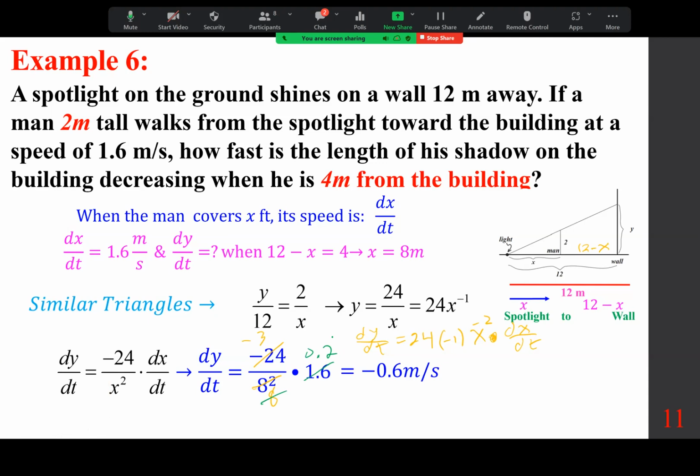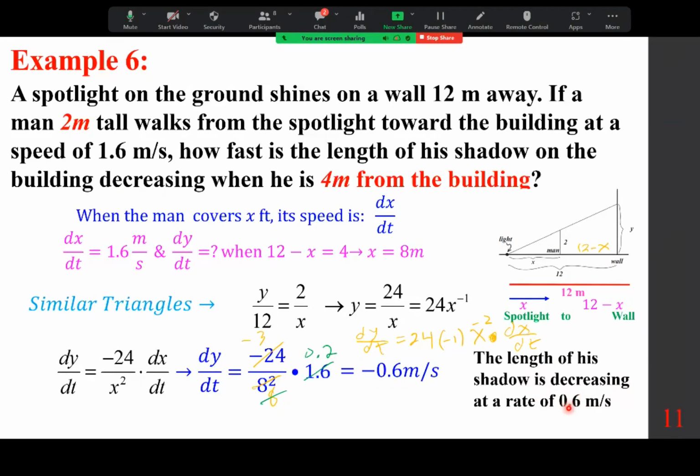The negative indicates decreasing. So the length of his shadow, the way you would answer it, because it mentions decreasing, you answer the length of his shadow is decreasing at a rate of 0.6 meters per second. So negative indicates decreasing. When you do the writing, you don't put a negative sign here. Because x is getting larger, dx dt is positive, but as we get closer and closer to the wall, the shadow gets smaller, y is decreasing, therefore dy dt is negative.